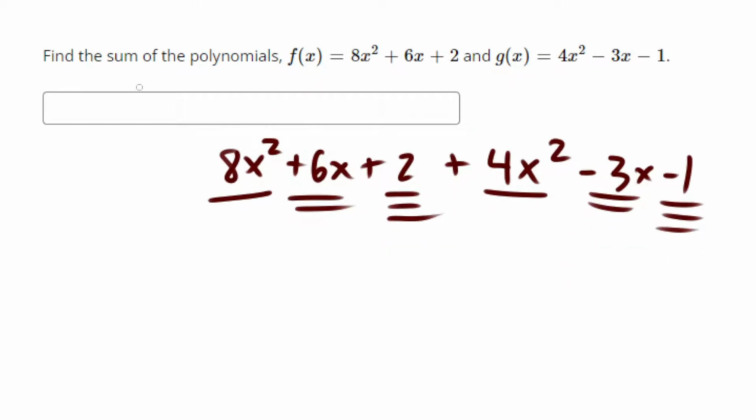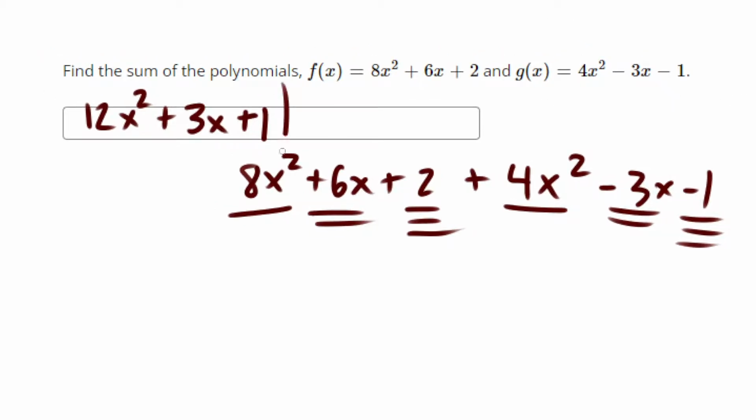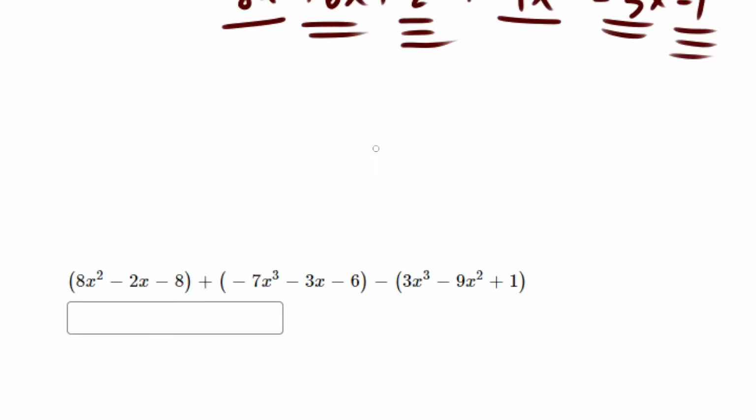8 plus 4 is equal to 12, and then we keep the x squared. 6 minus 3 is going to be equal to +3, so plus 3x. And then 2 minus 1 is equal to +1, so we'll do +1. And this would be your answer for that problem.